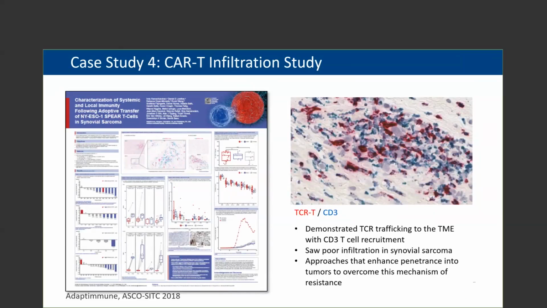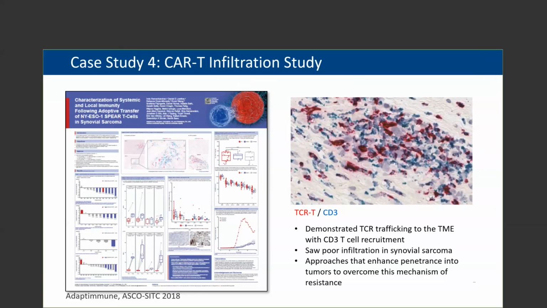Very quickly, going into another example of how CAR-T infiltration was studied by Adaptimmune. Adaptimmune conducted a TCR T-cell therapy clinical trial, which was later transferred to another biopharma. NY-ESO-1 immunogenic tumor antigen is expressed in many poor prognosis multiple myelomas. Adaptimmune developed a gene-modified autologous tumor-reactive TCR against the NY-ESO-1 peptide.